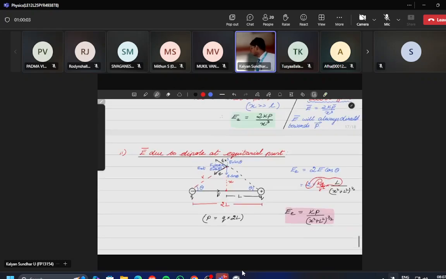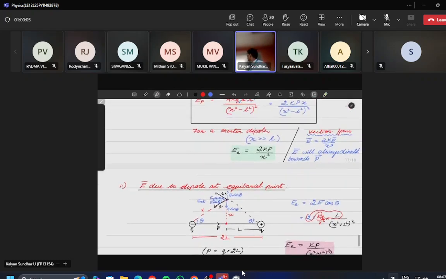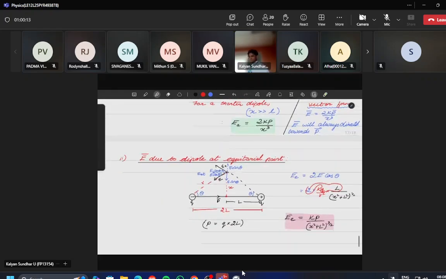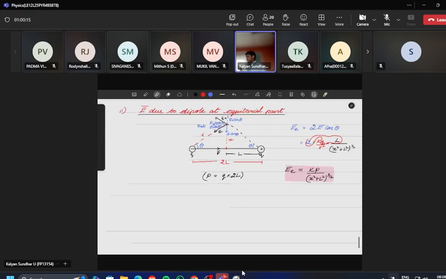So look carefully, there is a good difference here. For the axial point it will be 2 kpx divided by x square minus L square, and the power is only 2. Here it is kp, x does not come on top, divided by x square plus L square whole power 3 by 2. So don't confuse yourself between how to find it for the equatorial point and the axial point. And this is the derivation. In school also they will ask this derivation: electric field due to dipole at axial point and at the equatorial point.